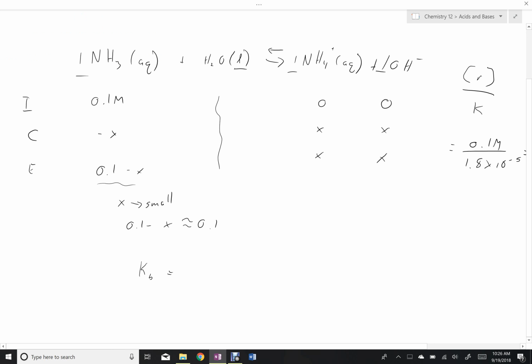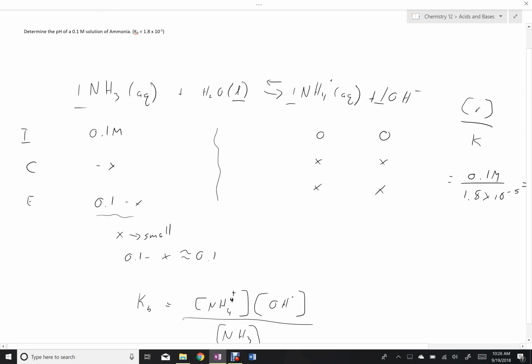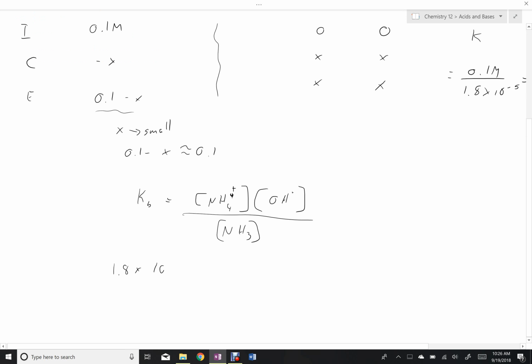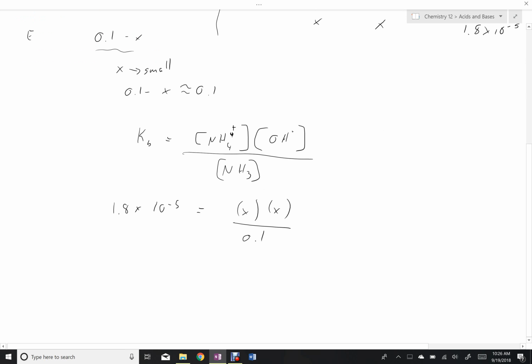Now my Kb expression here has the concentration of my ammonium ion times the concentration of the hydroxide that's being created divided by my initial concentration of ammonia. So what was my K? 1.8 times 10 to the negative 5. This is x, so that's going to become x squared on the top. And this is 0.1. Again, I'm only using 0.1, not 0.1 minus x, because I met my condition for my 100 rule. So 1.8, bring this up, it'll be 1.8 times 10 to the negative 6. And this is going to be x squared, so I can square root both of these. And I get 0.00134.